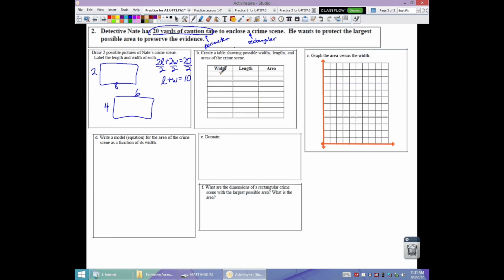But the smallest width that's a whole number would be 1, length 9. 2 would match up with 8, 3 with 7, and so on. So you just fill in every set of integers here that would add to 10. Now, after 5, 5, it feels like you're repeating, but you're now considering the length and width to be switched.